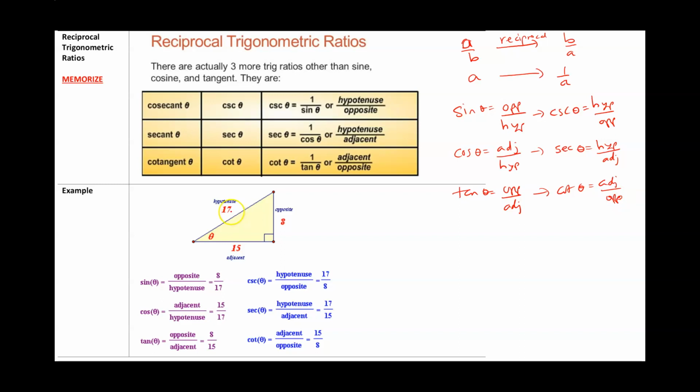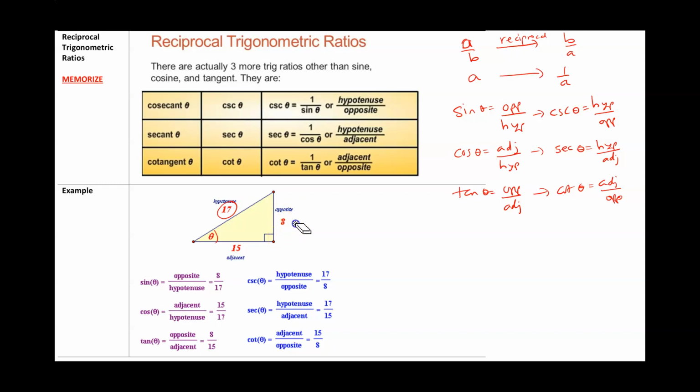If we're given this triangle, we're looking at angle theta. Opposite of that is 8, adjacent is 15, hypotenuse is 17. Sine is opposite over hypotenuse, that's 8 over 17. Cosine is adjacent over hypotenuse, that's 15 over 17. Tangent is opposite over adjacent, that's 8 over 15. Now the cosecant is the reciprocal of opposite over hypotenuse. It's hypotenuse over opposite. That's 17 over 8.